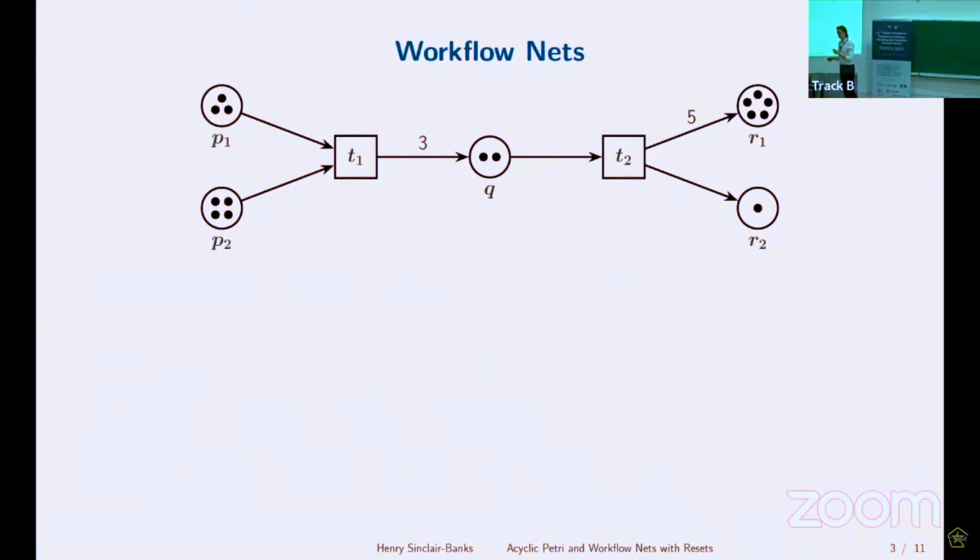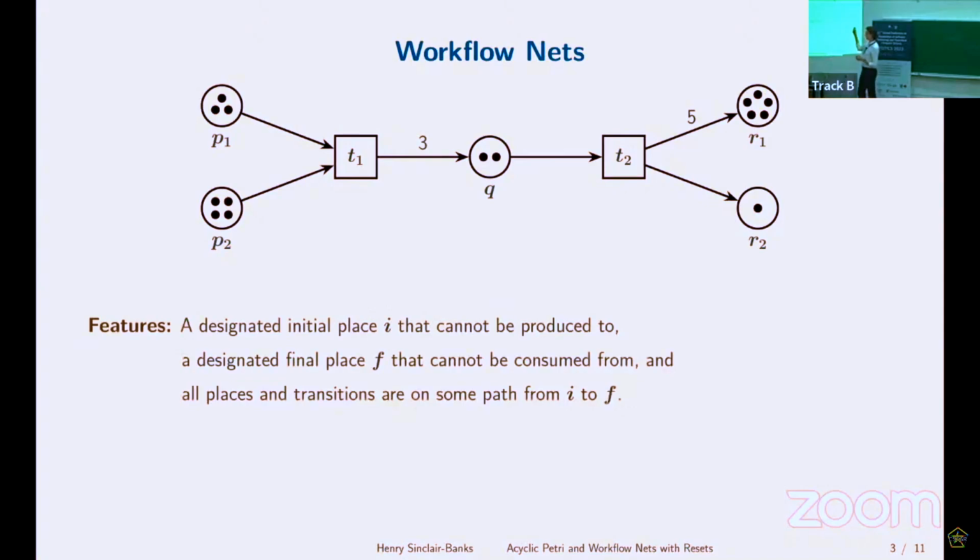Workflow nets is something else we study. Workflow nets have some special features. This is not a workflow net, and I'll explain why in just a moment. In a workflow net, you have some designated initial place, we'll call it I, and some designated final place, which we'll denote F. I cannot be produced to, so it can only be consumed from, and F has the opposite, in that it can be produced to, but cannot be consumed from. And every place and every transition is on some path from the initial to the final.